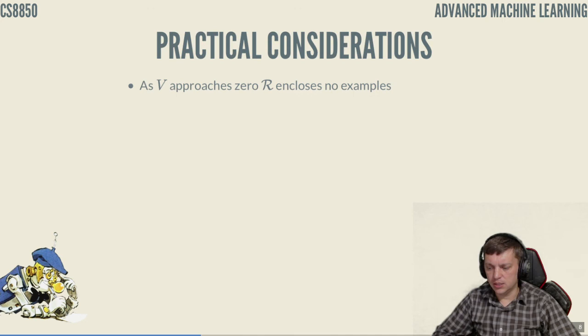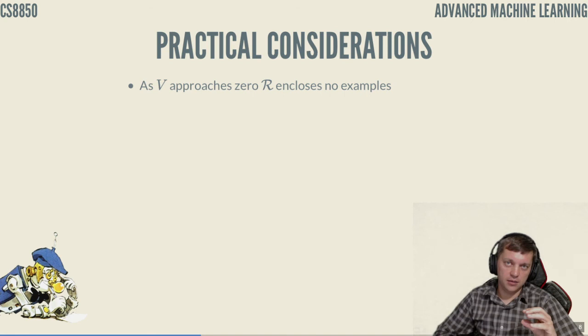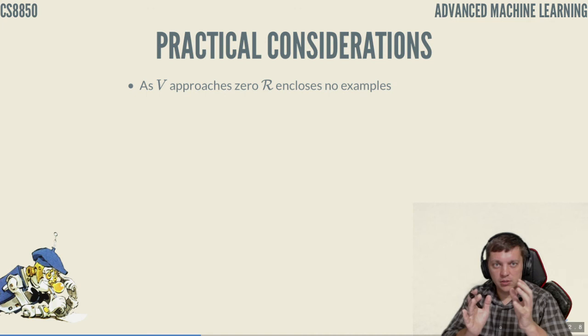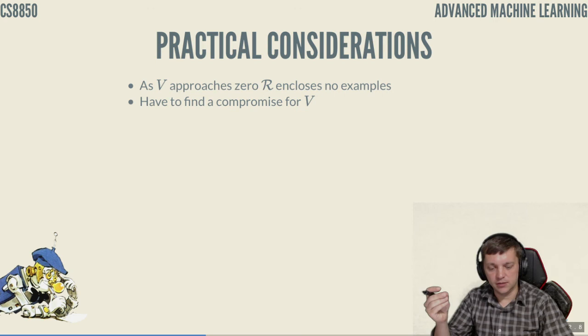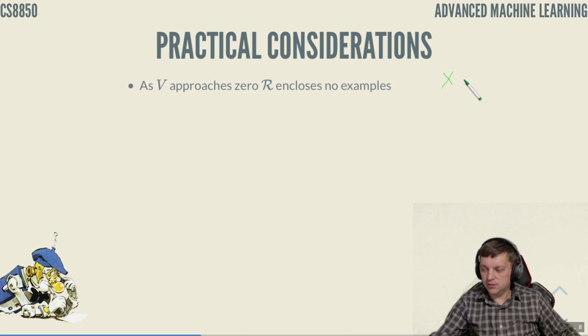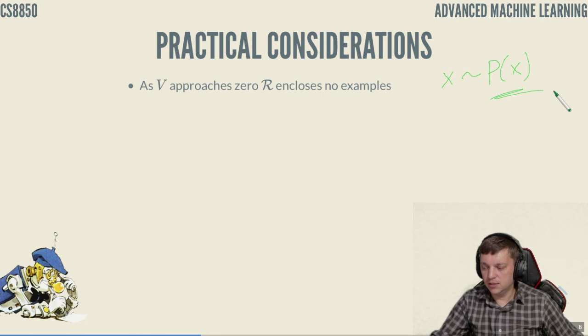So some practical considerations. As volume approaches zero, R encloses no examples. Obvious, right? Smaller and smaller, and our sample is finite. At some point it will be harder to find any examples in those volumes. Say you have a new sample X, and you know it comes from this distribution, but what is the probability of X? If the volume goes to zero, then you need other samples within that volume, but you don't have any samples around X within that volume.